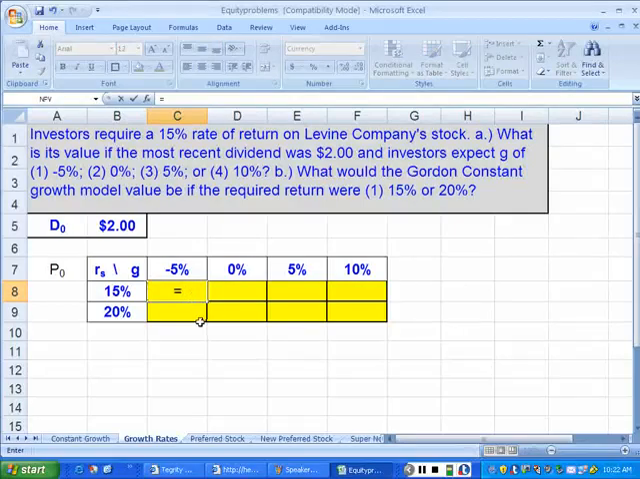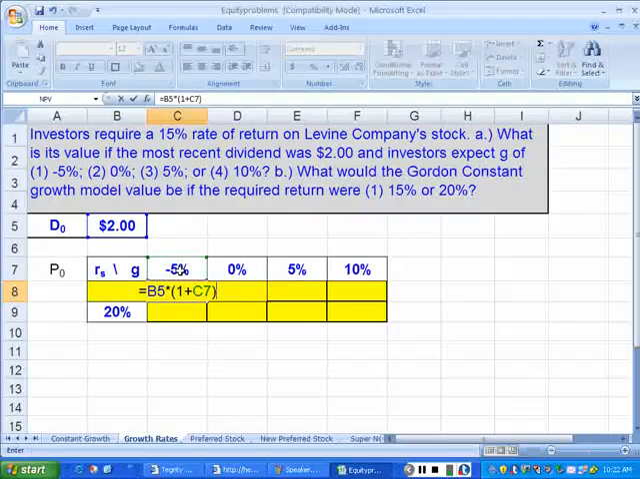So in this very first block, what we want to do is take the $2 dividend that happened and multiply it by 1 plus the growth rate. Now, the fact that the growth rate is negative in here doesn't change the formula or how it is being represented. So we can certainly deal with that in a fairly simple fashion.